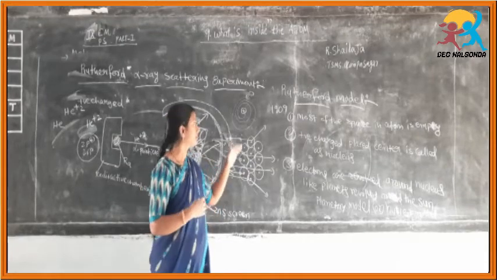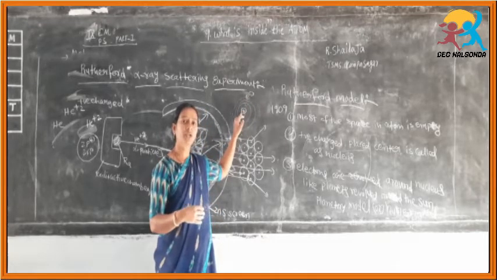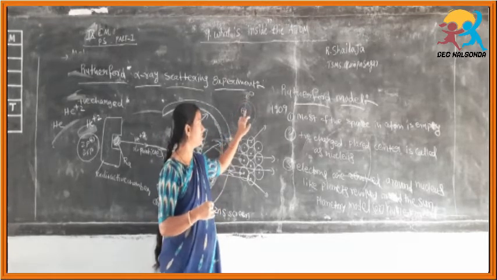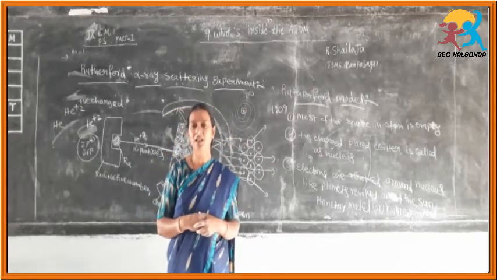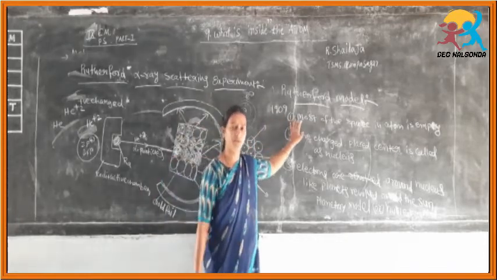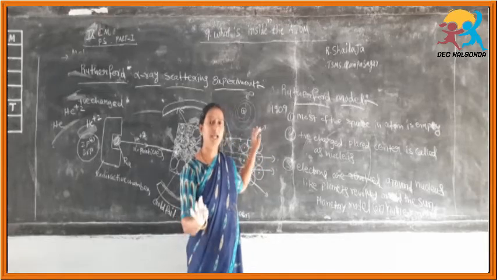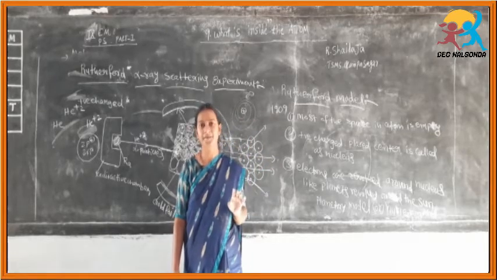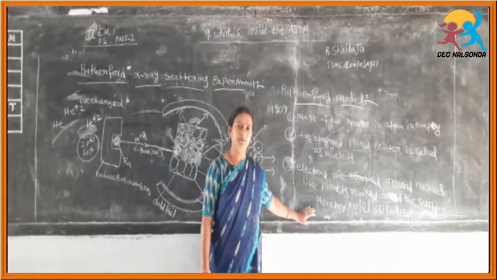But how is the electron not losing energy without reaching the proton particle? So why are the atoms stable without collapsing? That could not be explained by Rutherford. Rutherford said protons are at the center, and electrons revolve around the proton particles according to the planetary model.